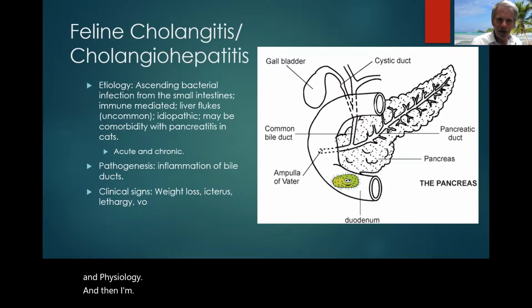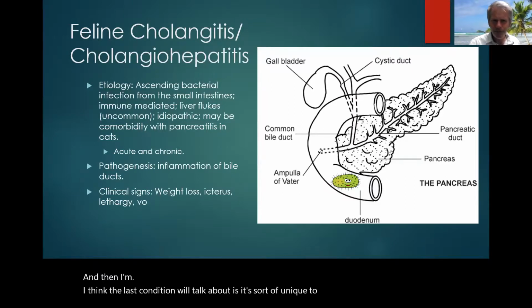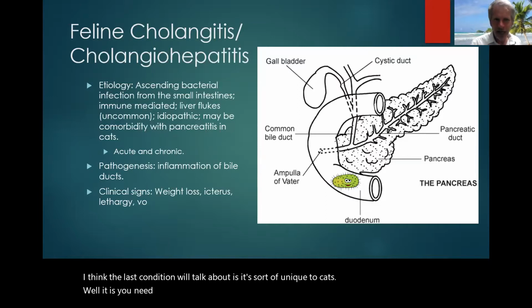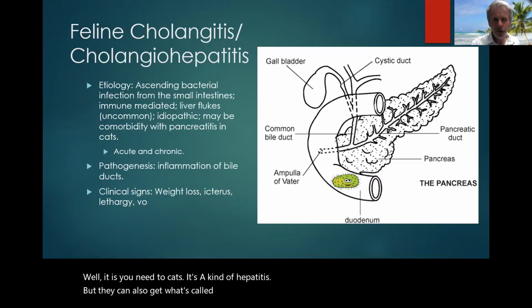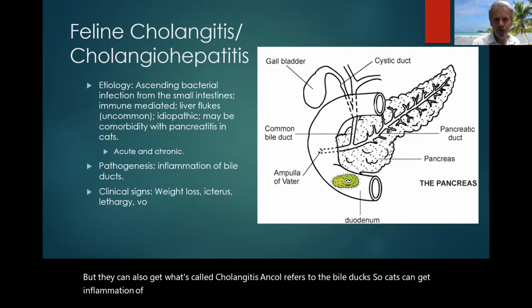I think the last condition we'll talk about is unique to cats. It's a kind of hepatitis, but they can also get what's called cholangitis, and chol refers to the bile ducts. So cats can get inflammation of the bile ducts, and they can also get inflammation of the bile ducts and the liver. So that would be cholangitis and cholangiohepatitis.